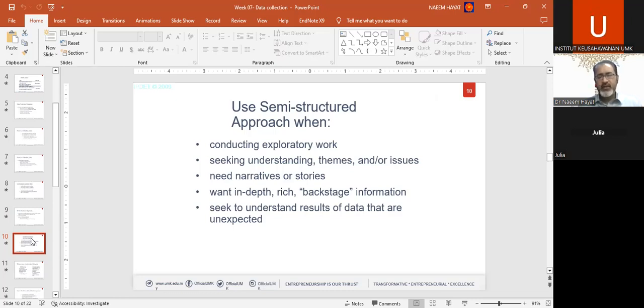We also use it to understand data results that are unexpected. It means there may be uncovered realities or issues that may not be reported elsewhere. That's why the semi-structured approach is sometimes valued for giving new insight into the issue or the phenomenon.